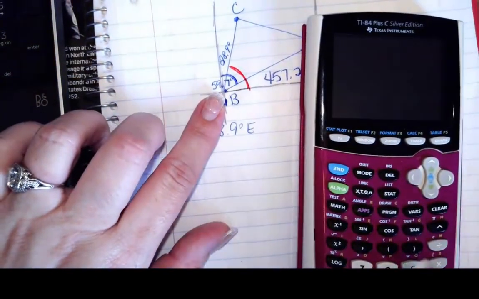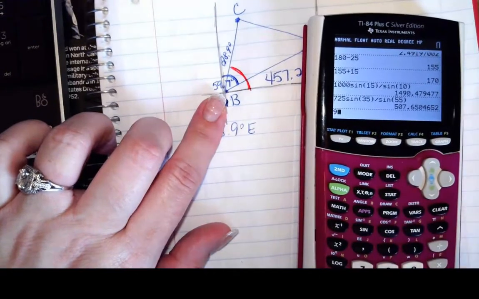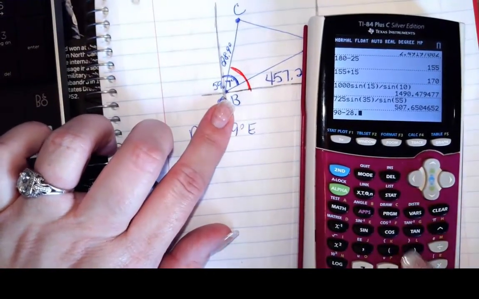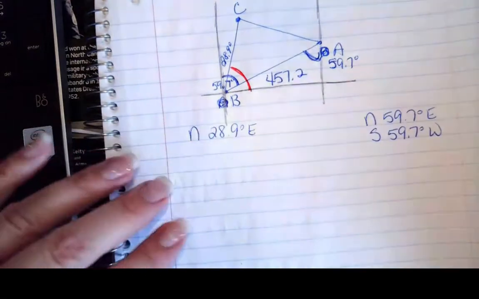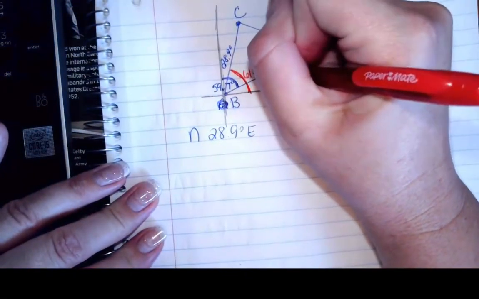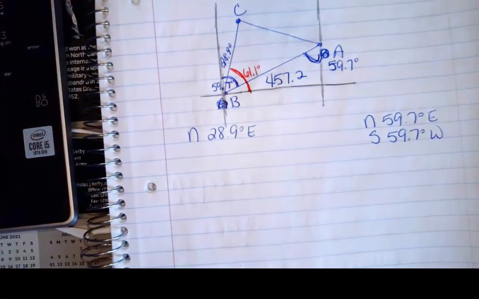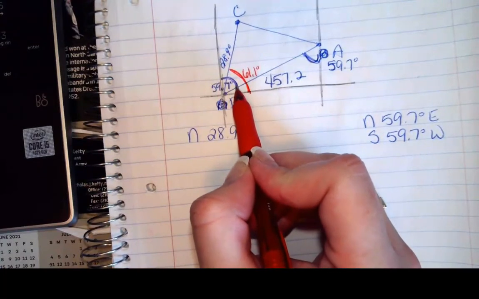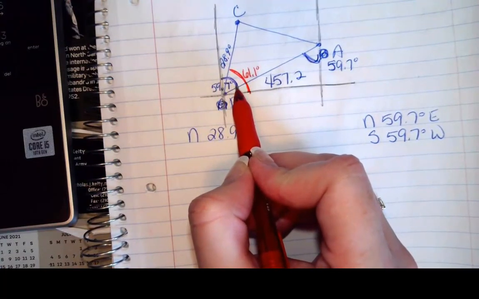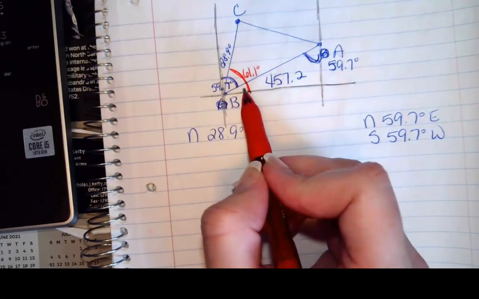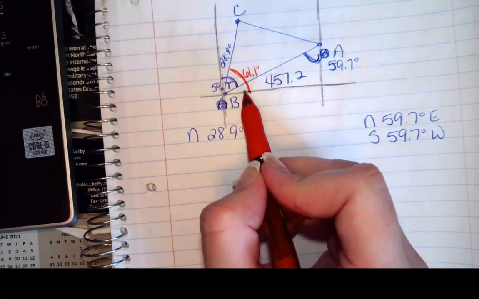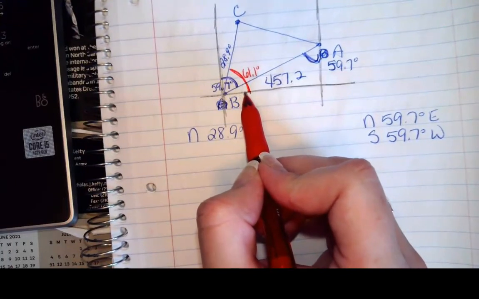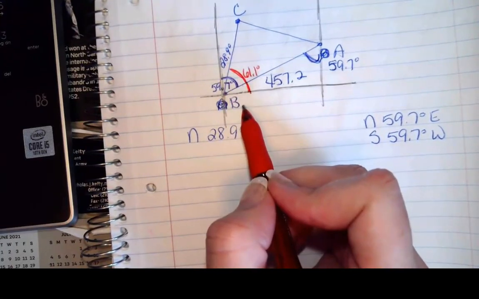I've got 90, that's a 0, 90 minus 28.9 gives me 61.1. So this is all 61.1 degrees. Okay, well, I know from here to here is 59.7. So I need to know what the overlap is. Okay, how much is it from here to here? And then I can figure out just the part in my triangle.